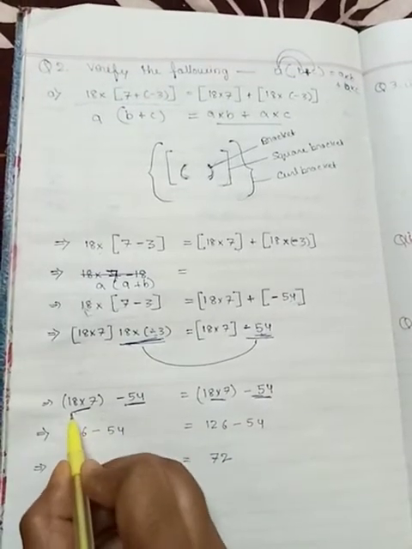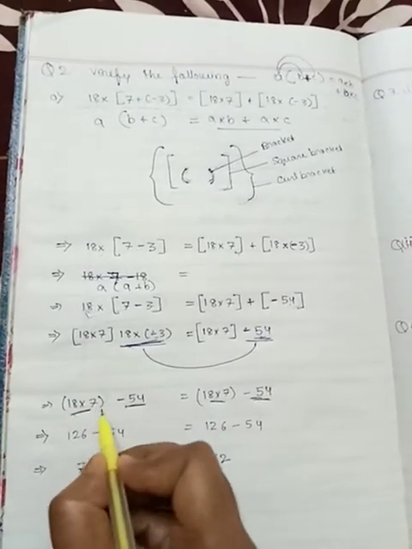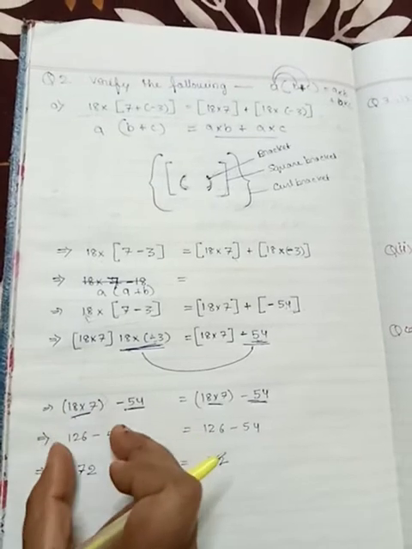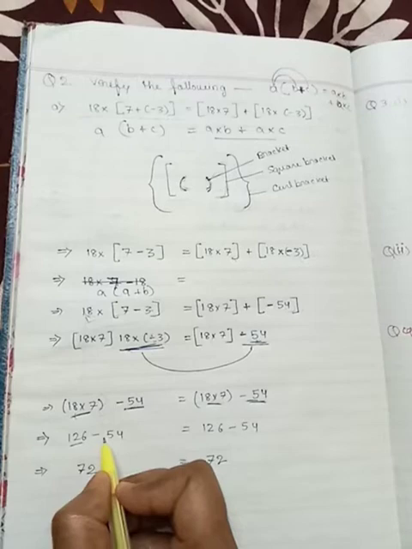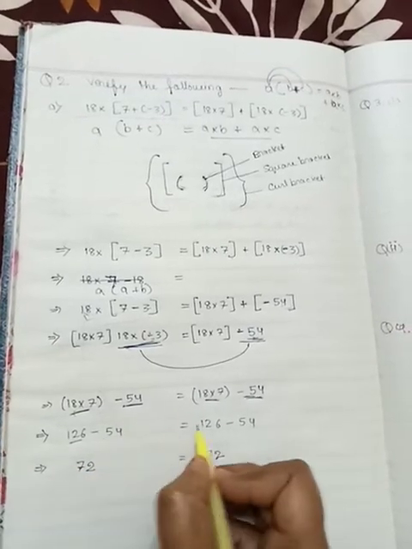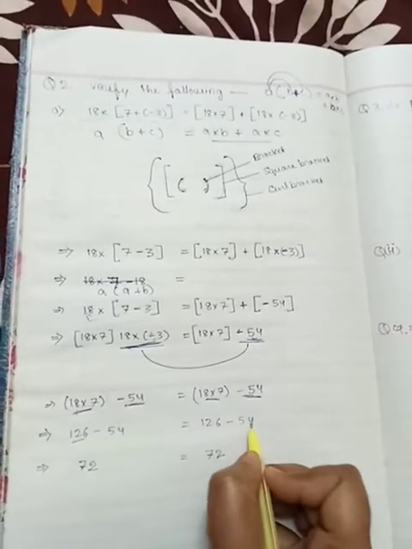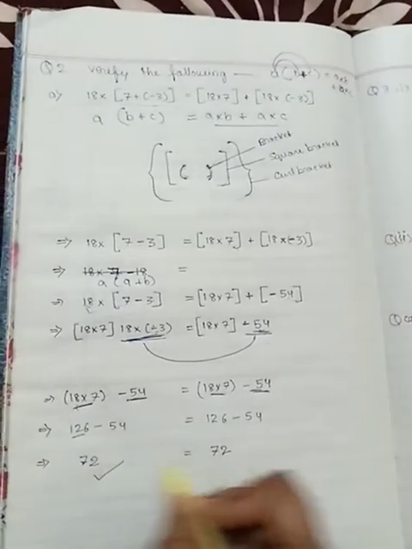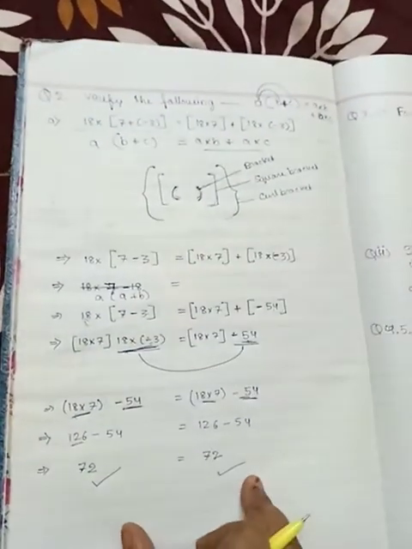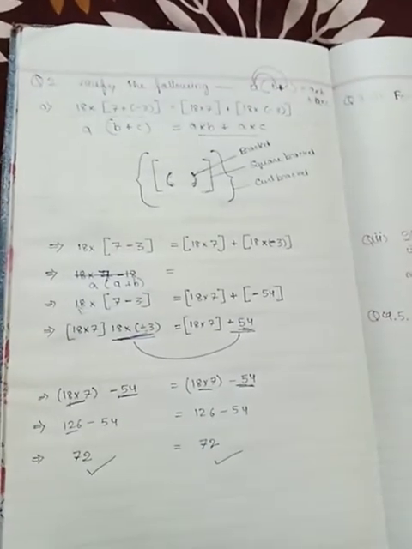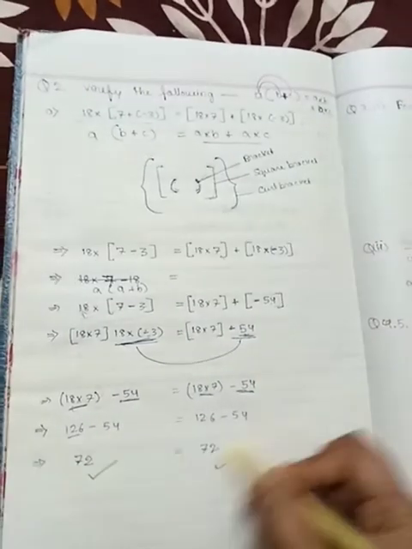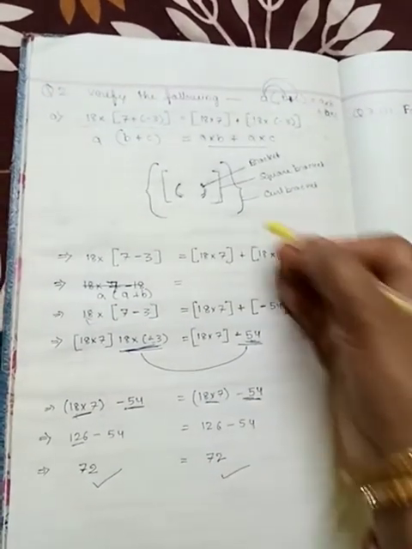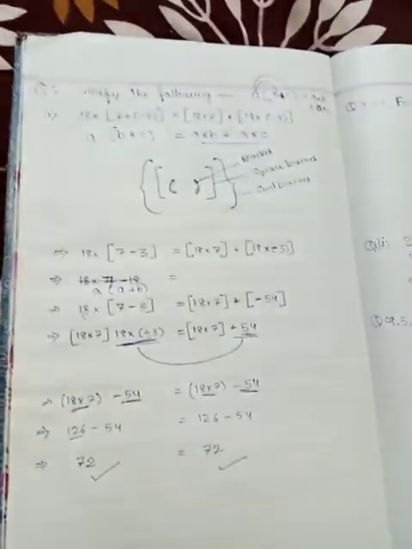After multiplying 18 into 7, you just see, we are opening the brackets one by one. 18 into 7, that is 126, minus 54 as it is we have written here. Again 126 minus 54. So what the answer will we get? 72. So this is the verification and how we have to verify. Understood? So in this process you have to do other questions in question number 2.